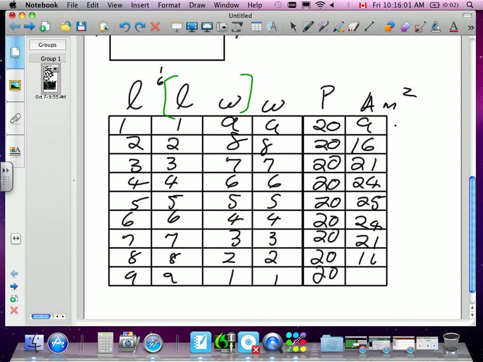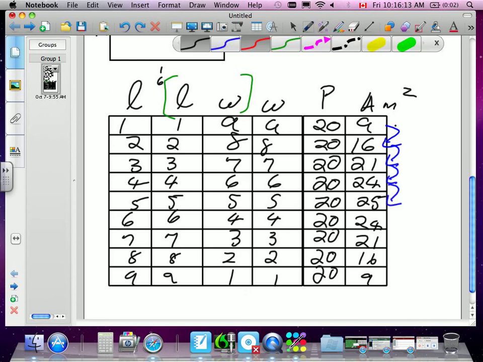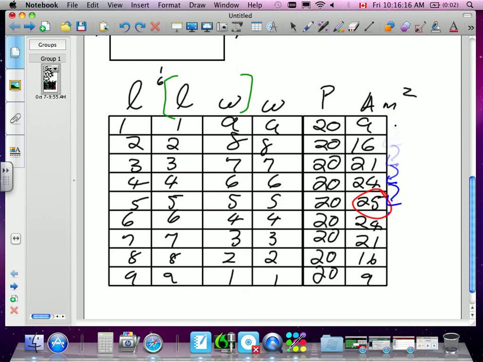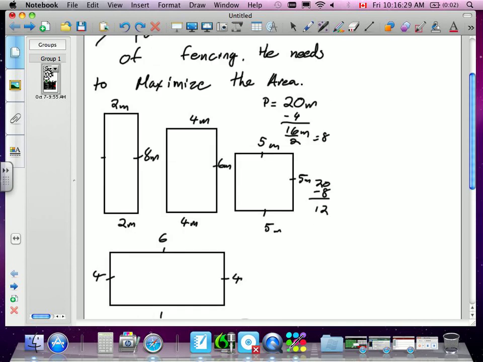So, if you guys notice, what's happened on this chart is we've slowly built up. We've peaked at the number 25. That was our largest area. And then from there, our area started to drop again. And the reason for this is because our shapes repeated each other. So, if you guys notice, some of our examples were 2 meters by 8 meters. Then we went 4 by 6, 5 by 5. When I went down to 4 by 6 again, I'm using the exact same shape from above. It's just the widths and the lengths have switched with each other.